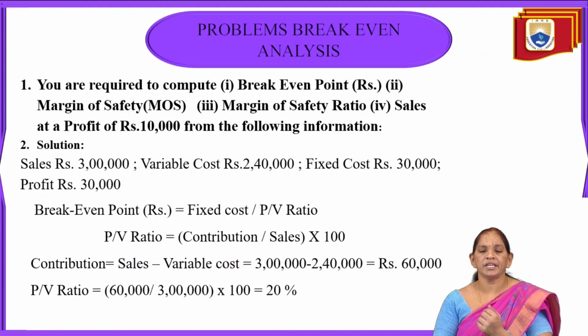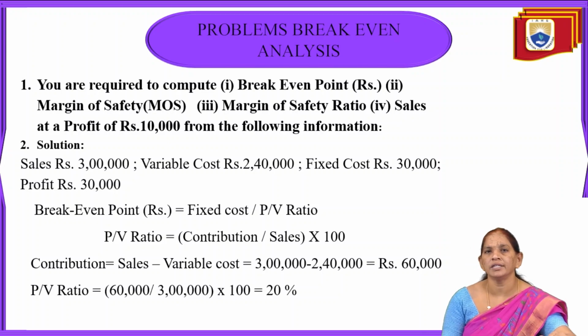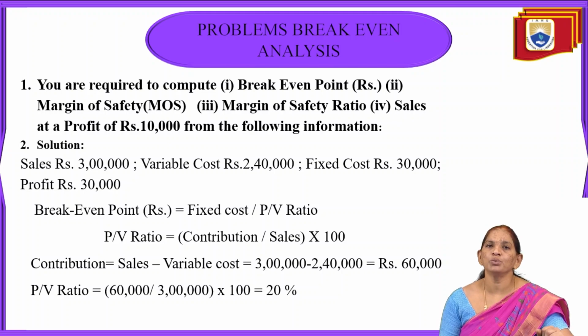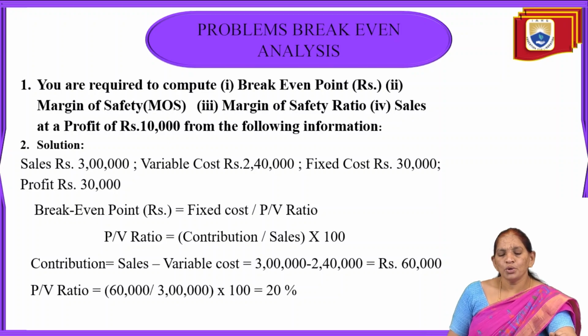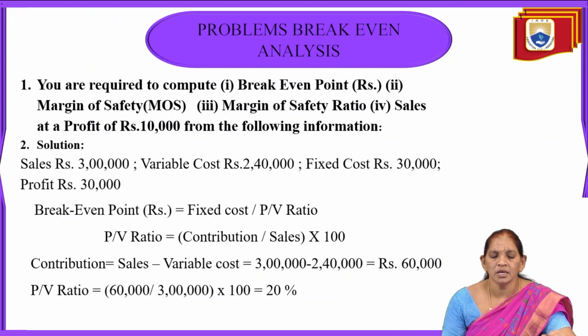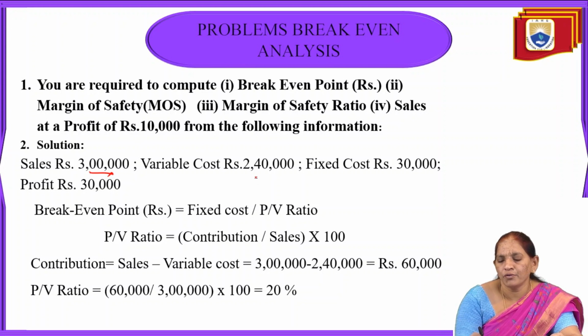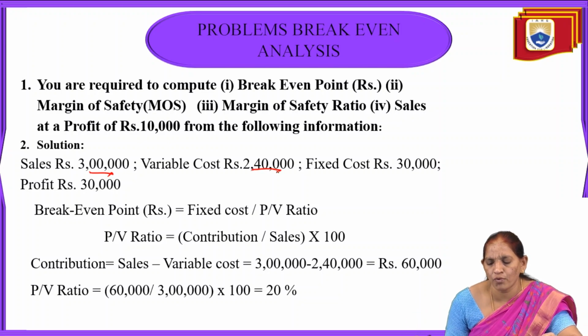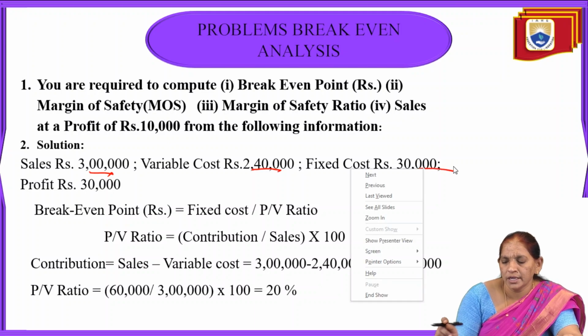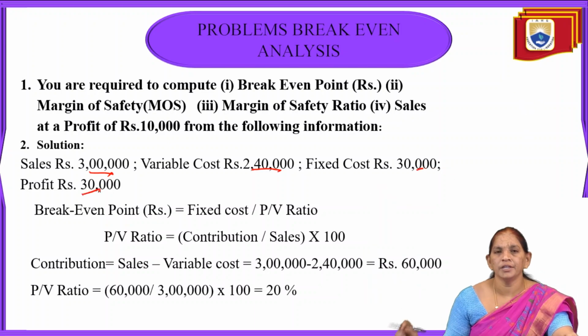The same we can identify with another problem, saying that you are required to compute the BEP point, the margin of safety ratio, and also a profit of 10,000 rupees. So we see the solution for what has been asked, when the sales was 3 lakhs, the variable cost is 2 lakh 40,000, fixed cost is 30,000, and we are getting a profit of 30,000.